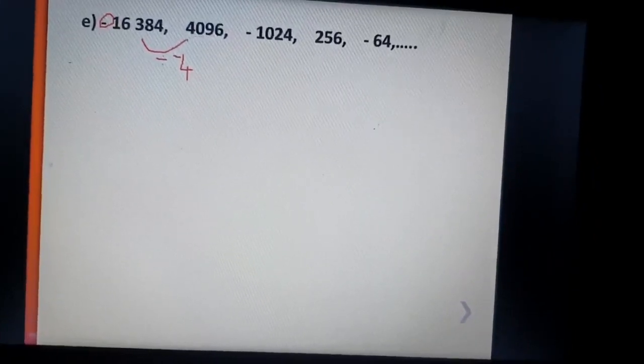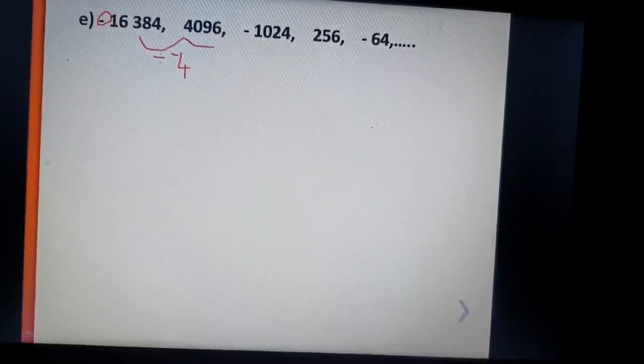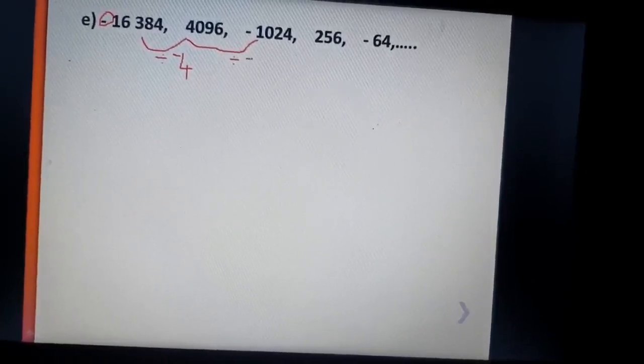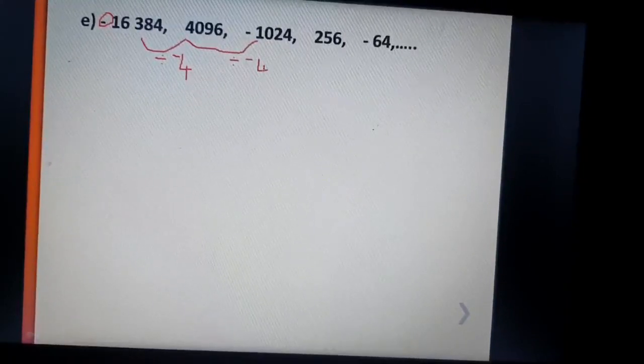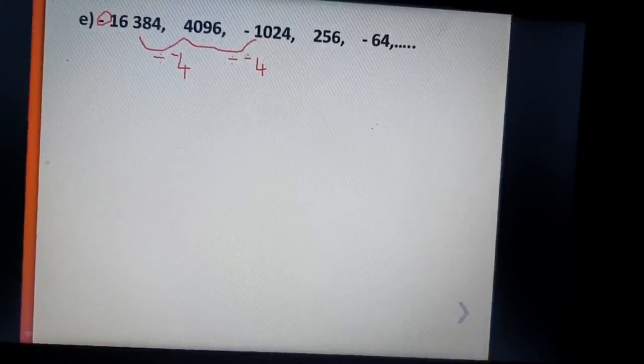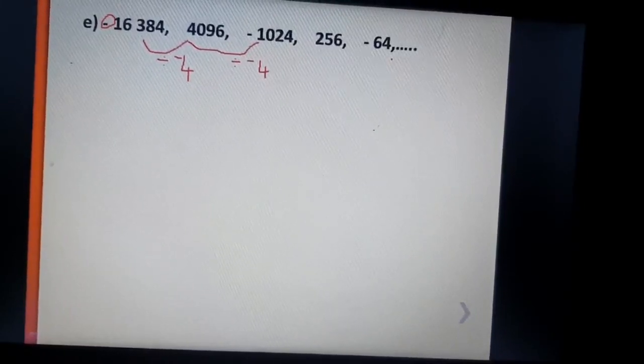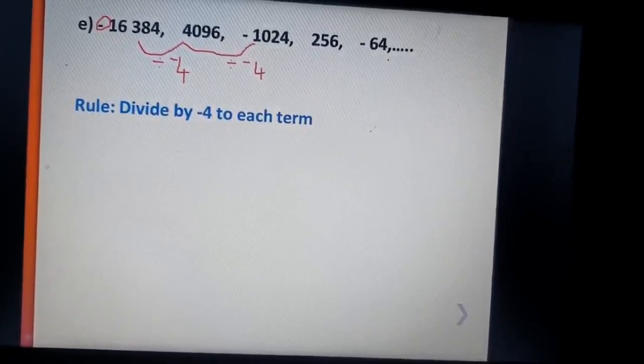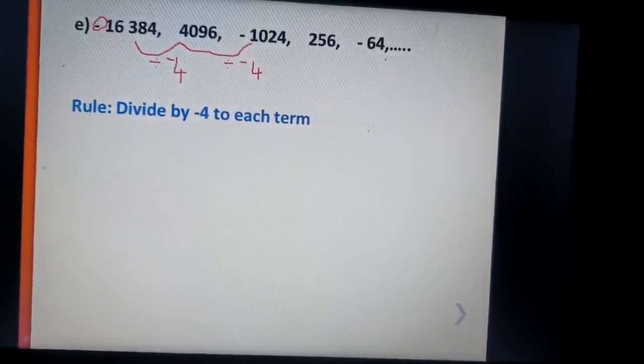Correct? Similarly, 4,096, again, when you divide by negative 4, you will get a negative number, because a positive number divided by a negative number gives a negative number, and division by 4 is 1,024. So in a similar way, if you do, you will get the next terms. So what is the rule here? Yes, divide each term by minus 4.